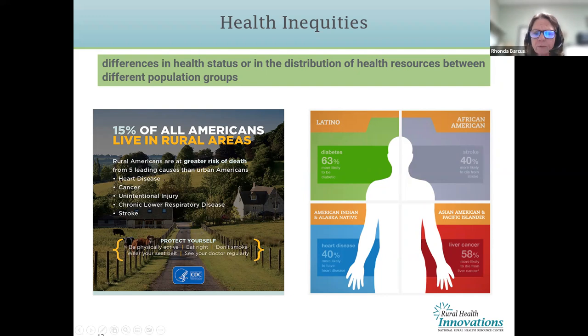And so one of the things we often hear is how the color of a person's skin or their zip code is often a huge determinant of the quality of the care that they receive and the likelihood of developing a disease or dying from a preventable death.